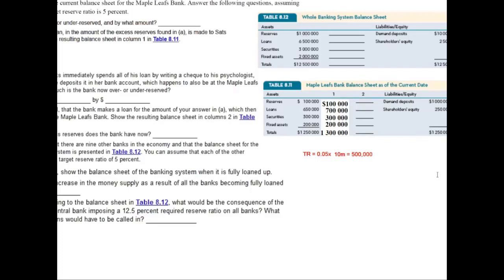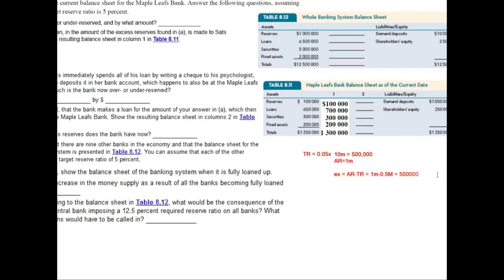What are our actual reserves? They are, perfect, thanks Healy. The actual reserves are $1 million. Okay, so then our target is 500,000. We have actual of 1 million. So excess reserves are equal to actual reserves minus target reserves. And that equals 1 million minus 0.5 million, which is 500,000. I'll just put the 500,000. So that's our excess reserves.